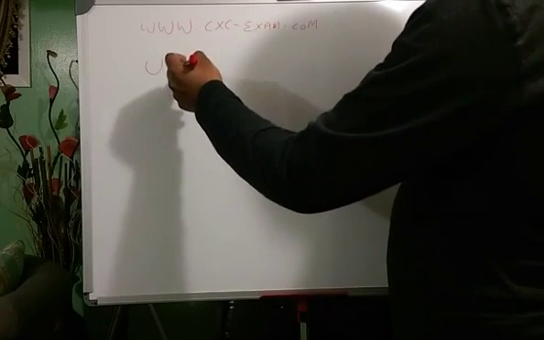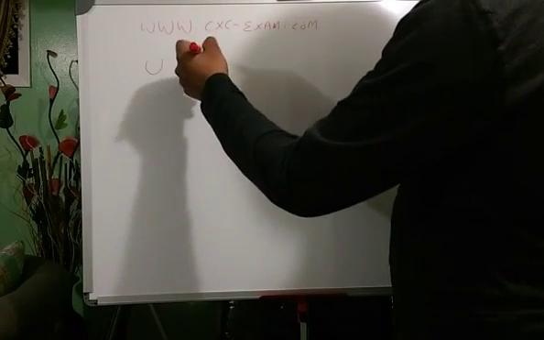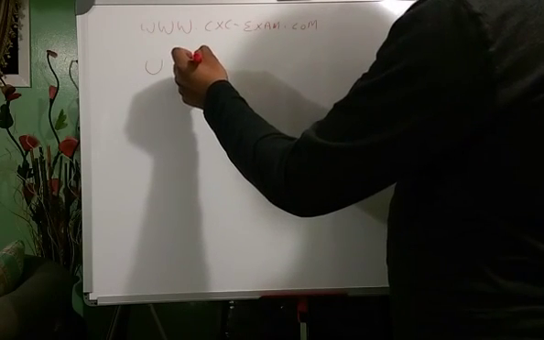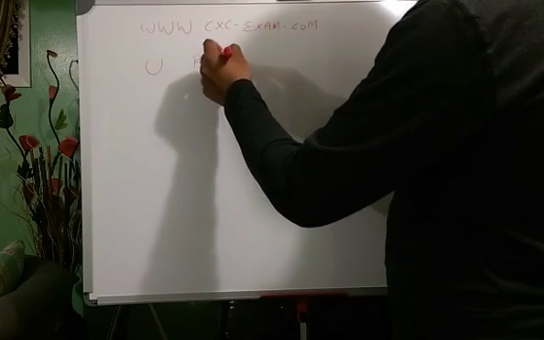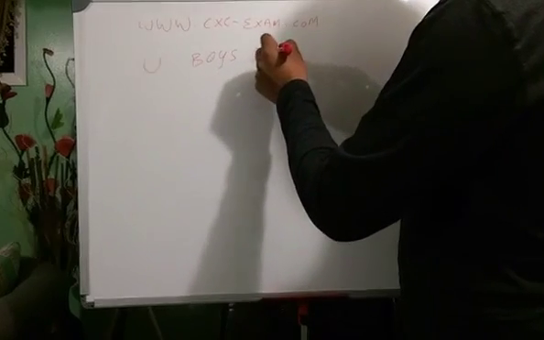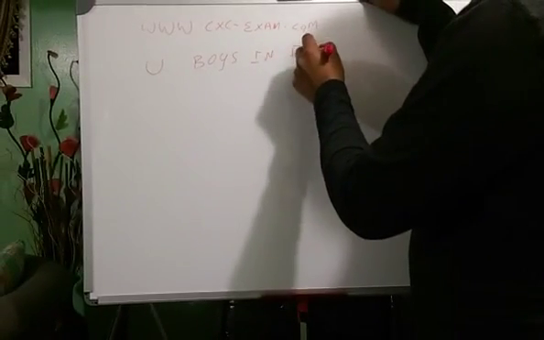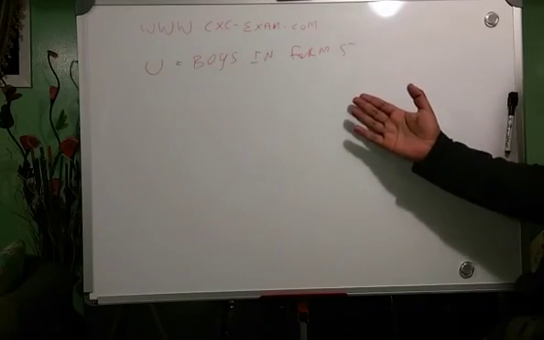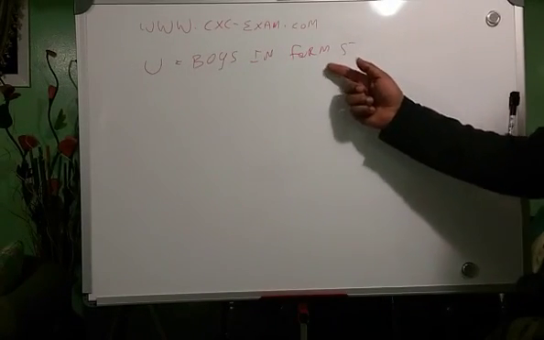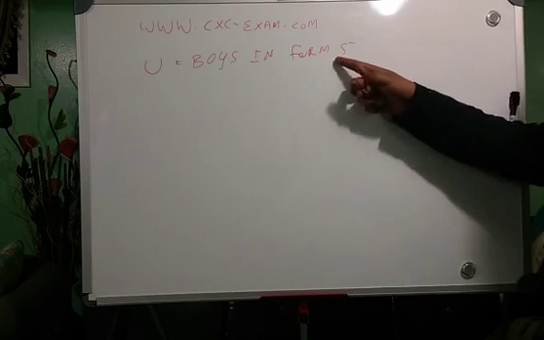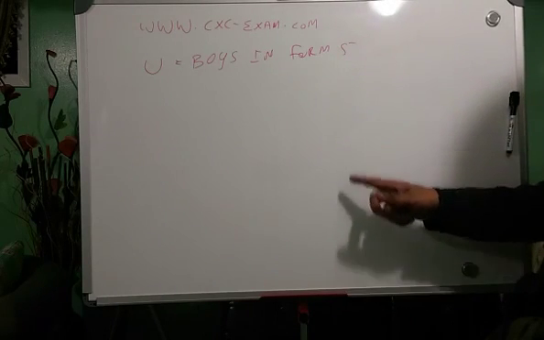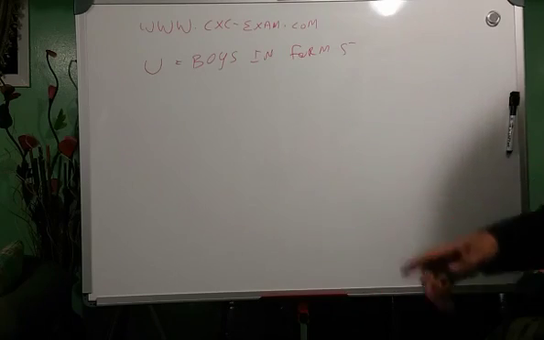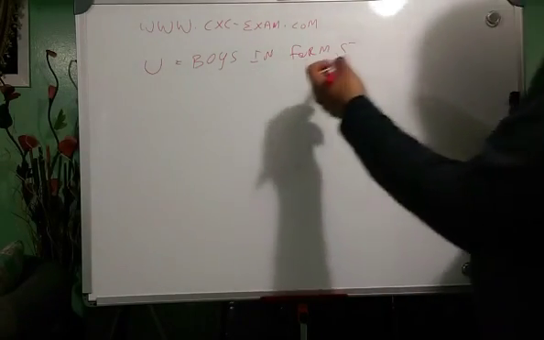group, for example, boys in a classroom, boys in Form 5. That's our universal set. That's the group of students who we are talking about. There are more boys in the school. There will be more boys in Form 1 to 4. But we're not talking about those. We're talking about boys in Form 5.